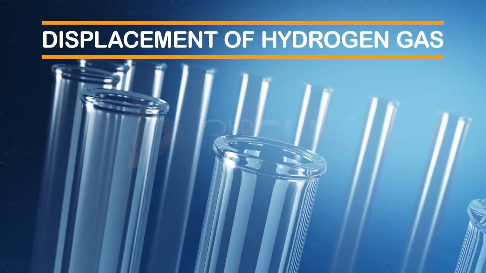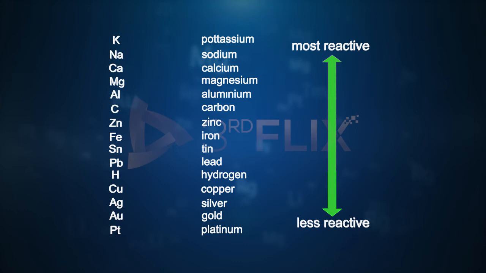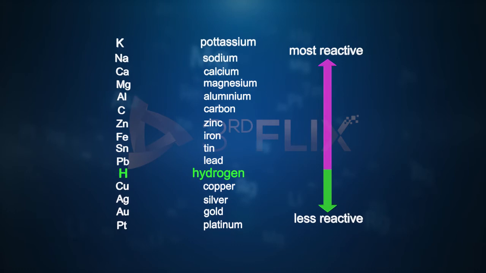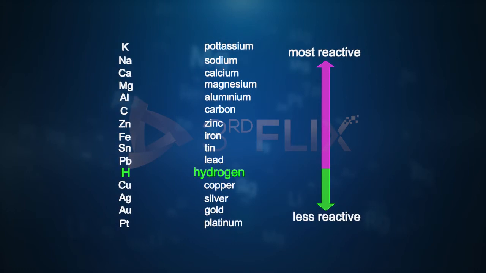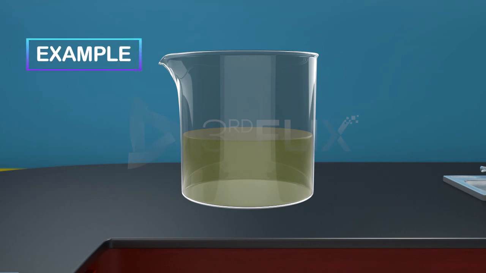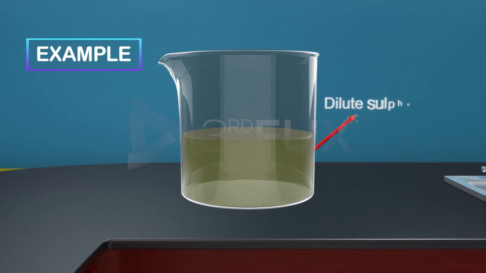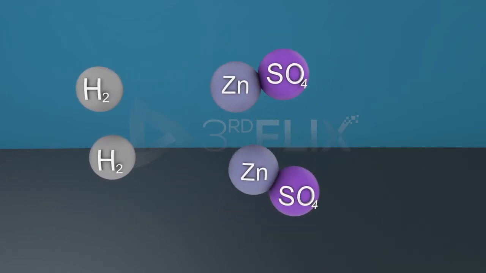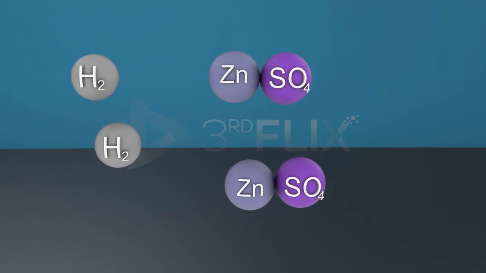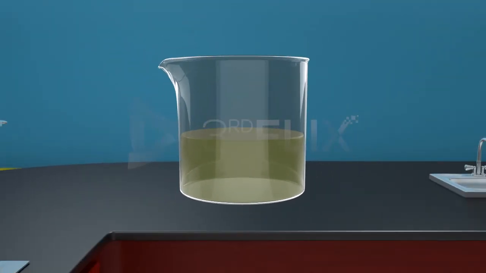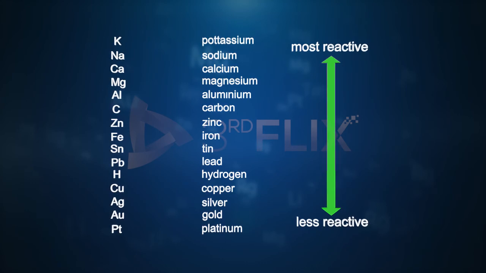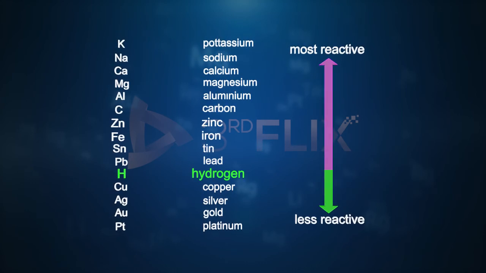Displacement of hydrogen gas. In case of metals which are more reactive than hydrogen, they displace hydrogen from dilute acids. Example: when zinc metal reacts with dilute sulfuric acid, it displaces hydrogen to form zinc sulfate and releases hydrogen gas. The following chart gives an idea about metals which are more reactive than hydrogen.